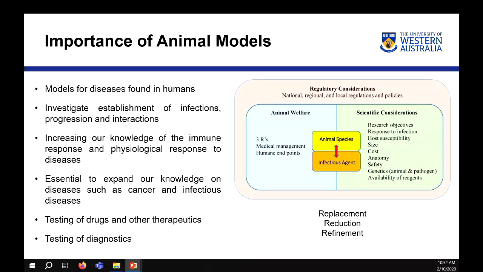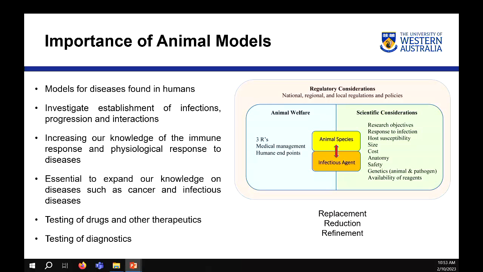So it's quite interesting, and that depends on who is on that committee and how they recognise them. So there are two big considerations. There is the animal welfare, and that is what the committee is most focused on.